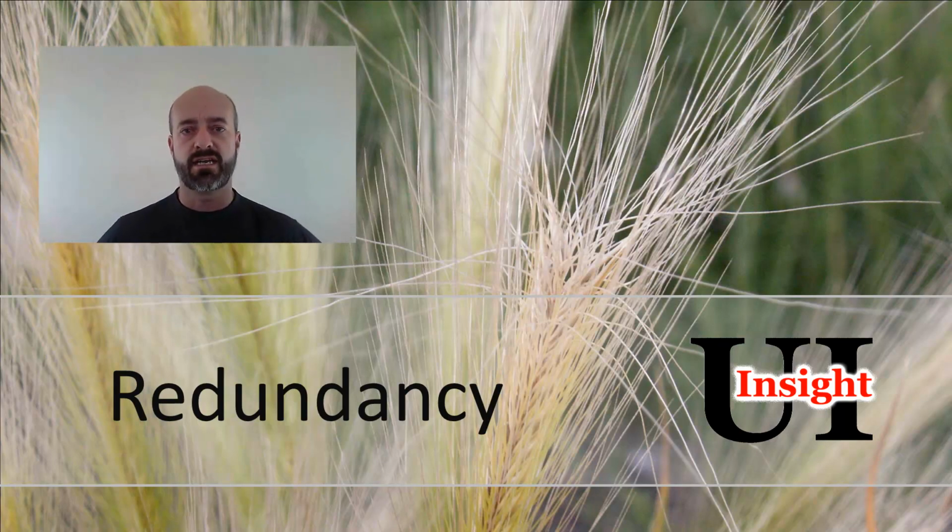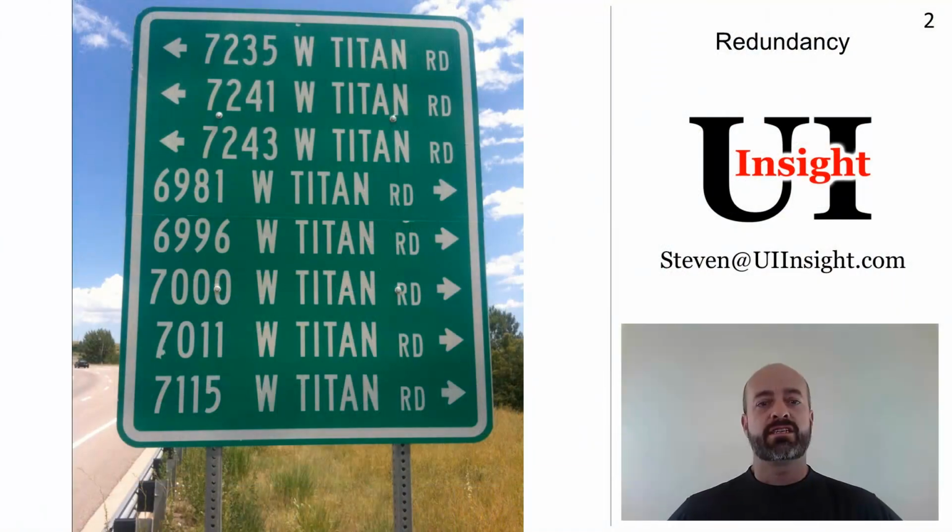I'm Stephen Chalmers, and today I'd like to talk about redundancy. We'll get to a couple of forms that show some redundancy, but I want to start off with a road sign. This road sign is nearby where I live, and it's a little bit unique because it's showing addresses for a segment of a road. So in that regard, it's a bit special.